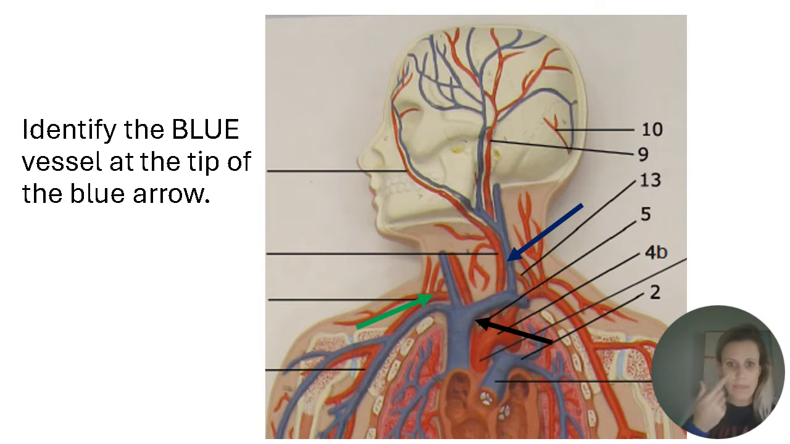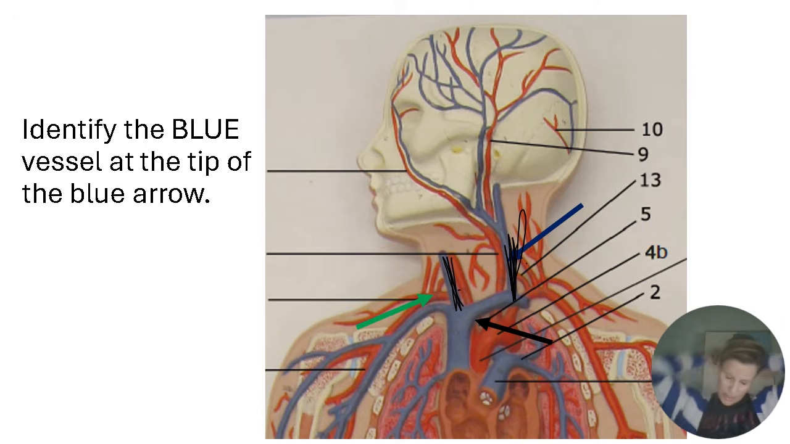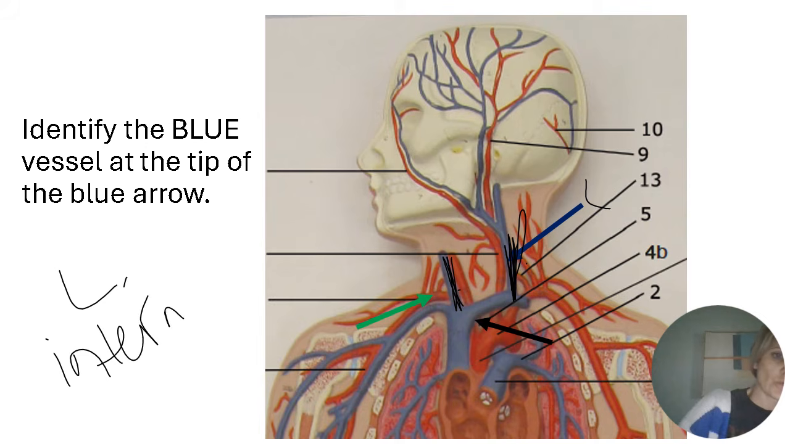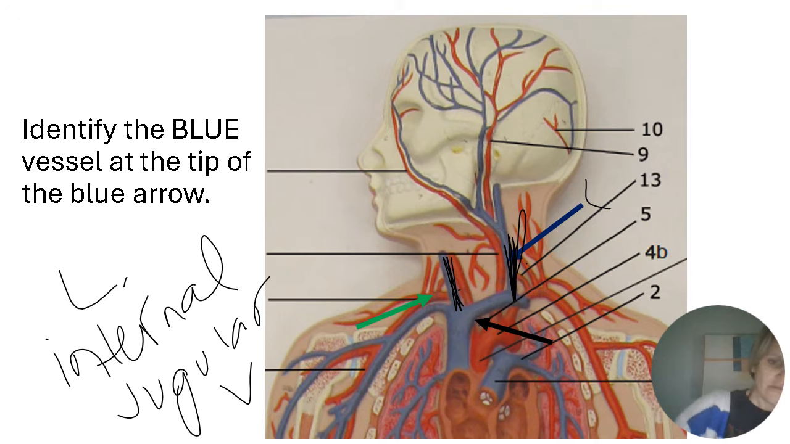The blue vessel at the tip of the blue arrow. So here we're looking at the vein that's coming down the neck. Right? The artery right there going up the neck is the common carotid artery. The vein that's passing next to it is the internal jugular vein. Now that's the left side of the body, right? If you turn yourself to like the way he is and turn your head, that's the left side. So left internal jugular vein.